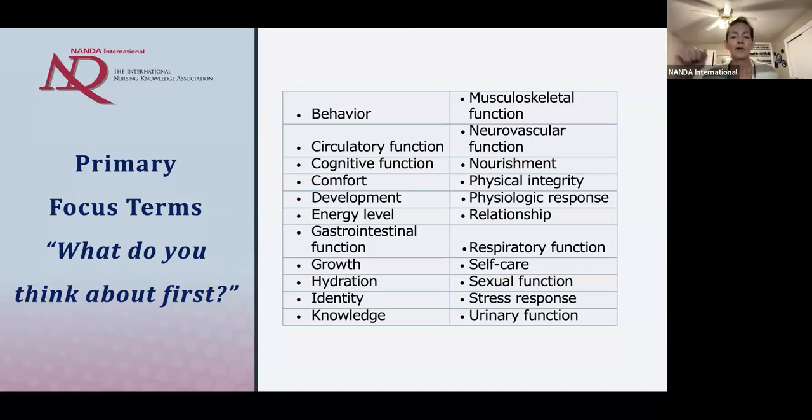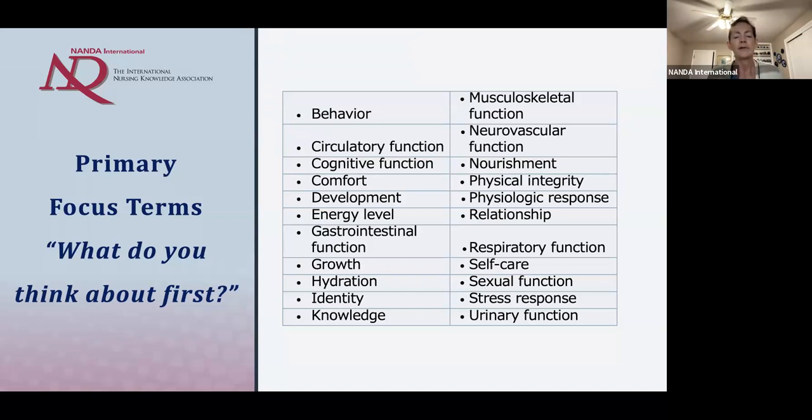So we might have one person who has a respiratory function issue. We might have one that has a cardiovascular function issue. We might have one where energy level is the primary concern. We might have one where fear is the primary concern. So it's what is it you think about first as you're synthesizing this information you have gathered about this patient.